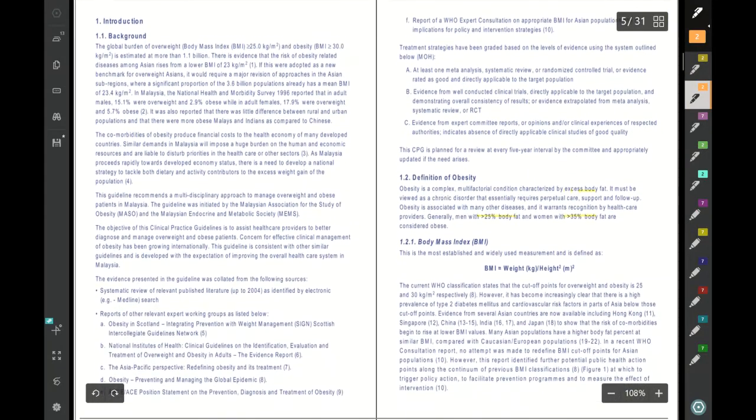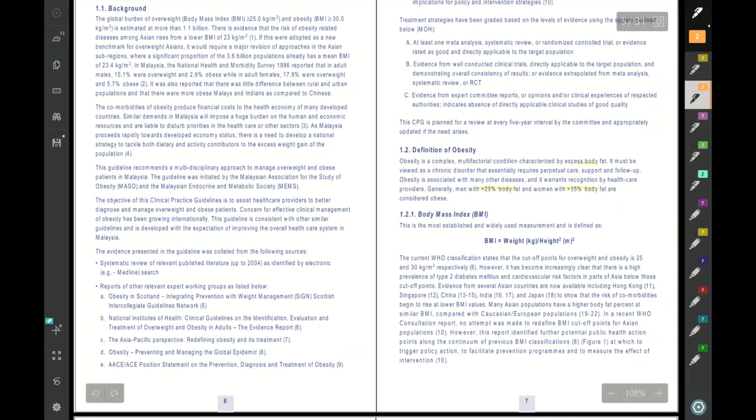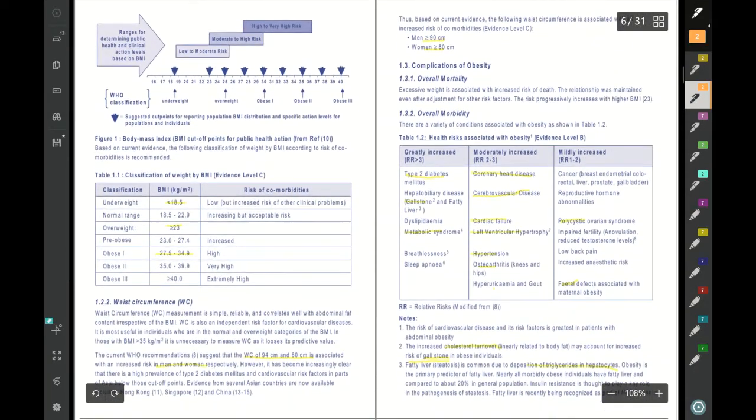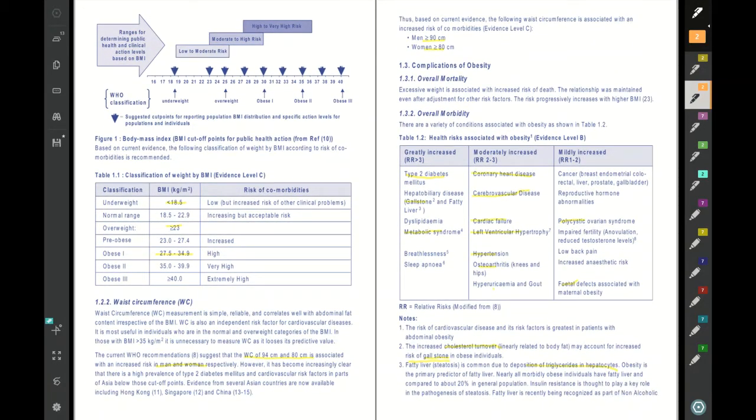Okay, let's move on. So what's the definition? As we already said, it is characterized by excess body fat that causes obesity, and generally men have more than 25% of body fat, whereas women have more than 35%. So physiologically, women have more body fat than men. So this is how we calculate BMI. I think everyone already knows that, so we just keep that.